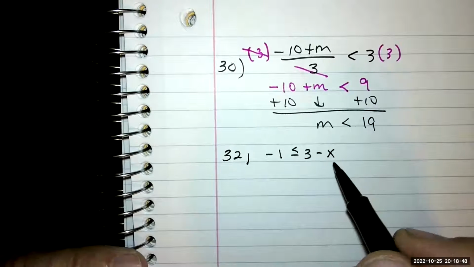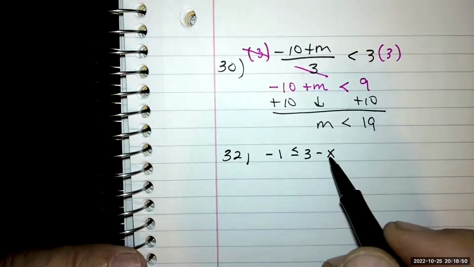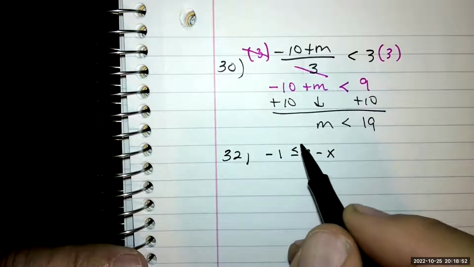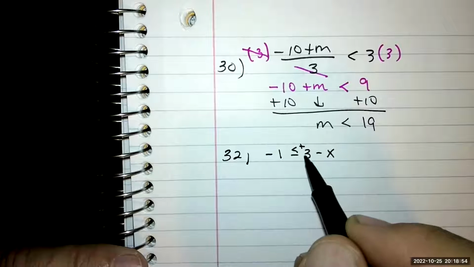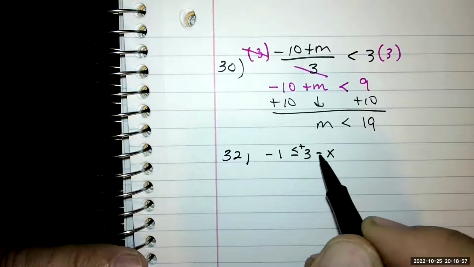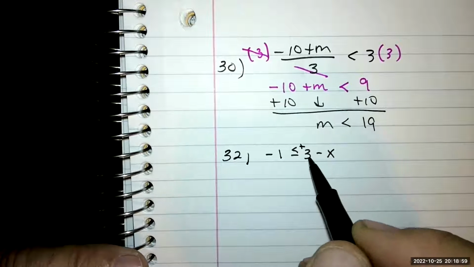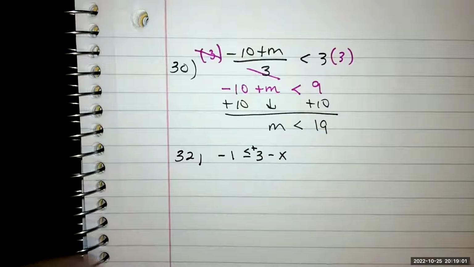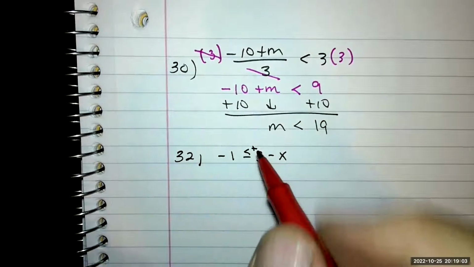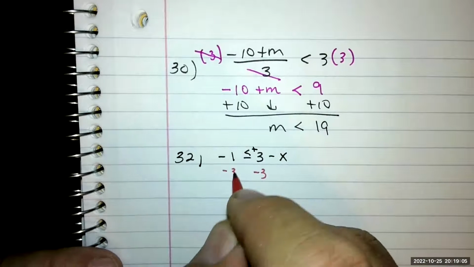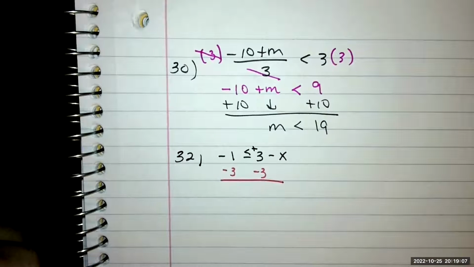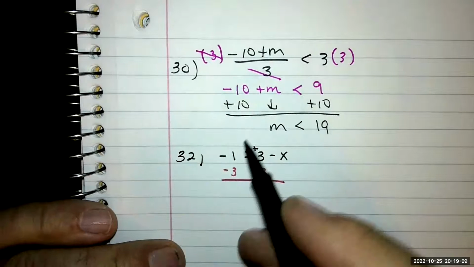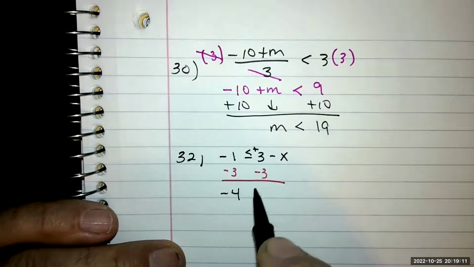I got to get x by itself. So what's being done to x? Well, x is being added by 3. Remember, it's the sign in front. This negative goes with the x, so really this is a negative x. So it's added by 3. The opposite of add 3 is subtract 3 to both sides. So I'm going to subtract 3 from both sides. Use your calculator, because a -1 and a -3 make a -4.